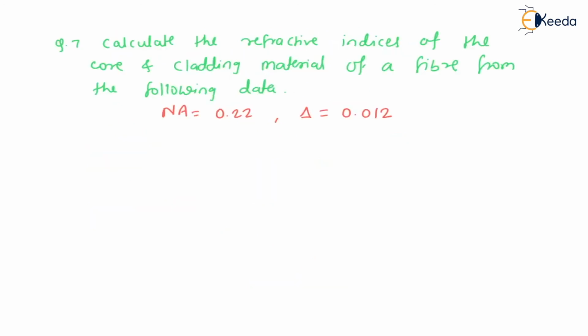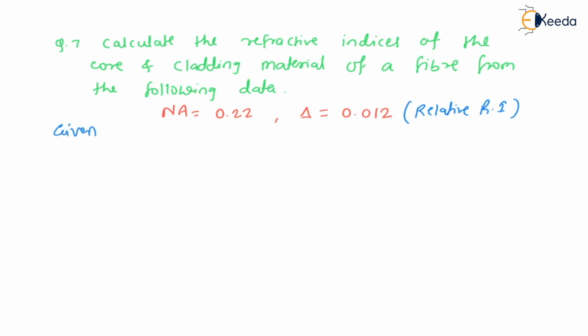So here the question is, calculate the refractive indices of the core and cladding material of a fiber from the following data. So we have to find out refractive indices for both core and cladding material, and they have mentioned the value of numerical aperture as 0.22 and that of delta. So now this is delta, and the value of delta is 0.012. Now we know what is meant by this delta. See, this delta is nothing but it is what? It is a relative refractive index, and this Na is a numerical aperture.